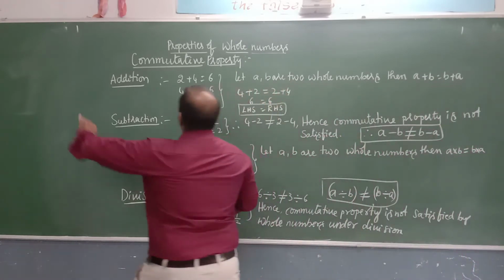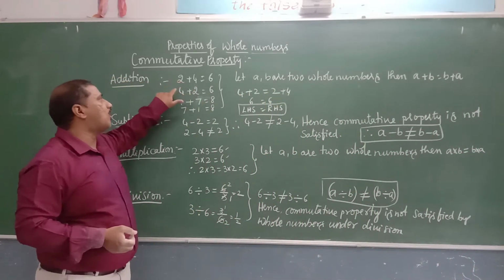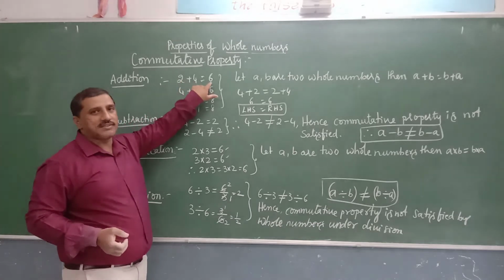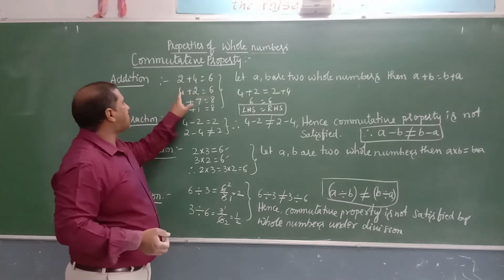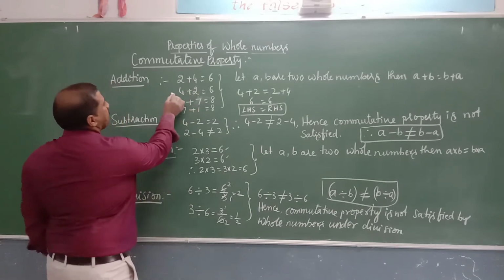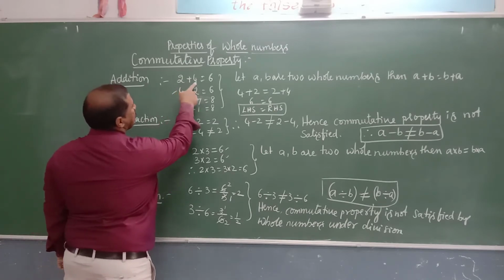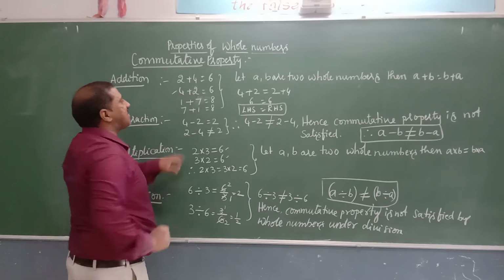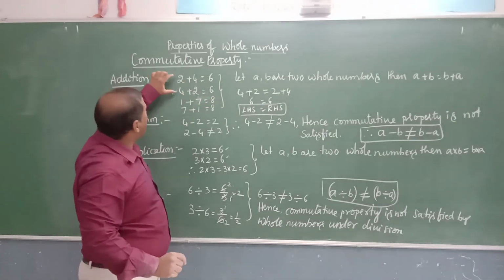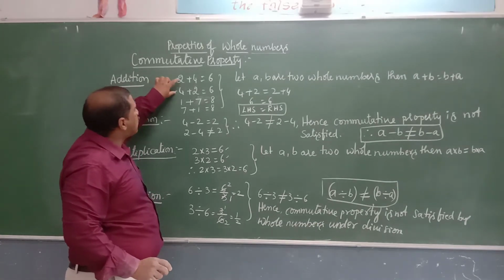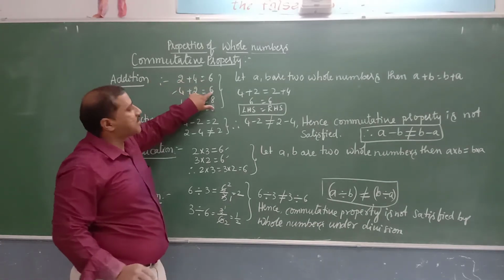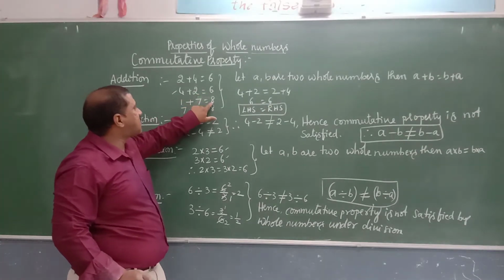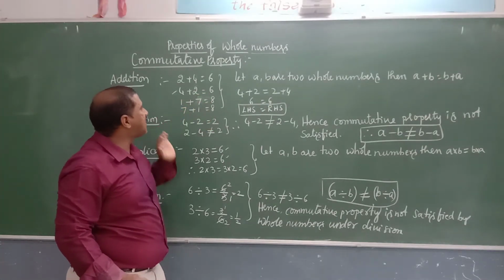So what is the commutative property? Addition of two whole numbers. 2 plus 4 is equal to 6. Change their order, that is 4 plus 2. What do we get? 4 plus 2 is equal to 6. From these two, what can we say? 2 plus 4 is 6, 4 plus 2 is equal to 6. And then 1 plus 7 is equal to 8, 7 plus 1 is equal to 8.